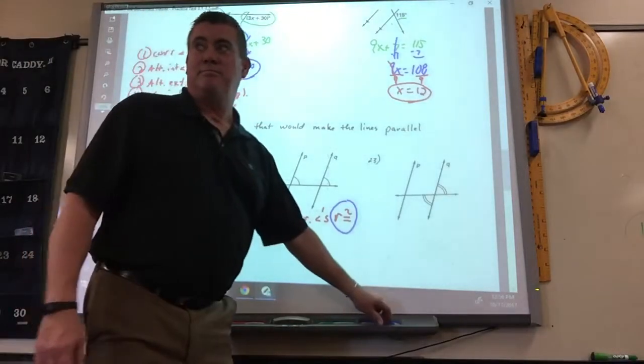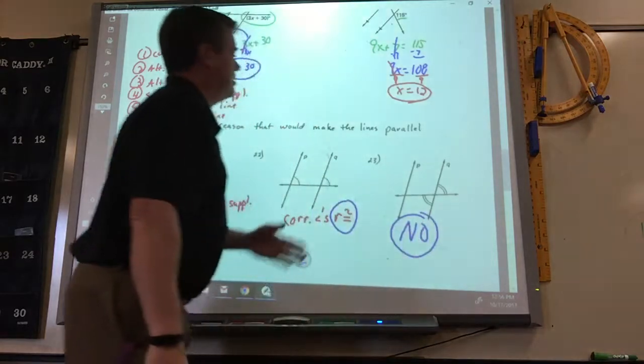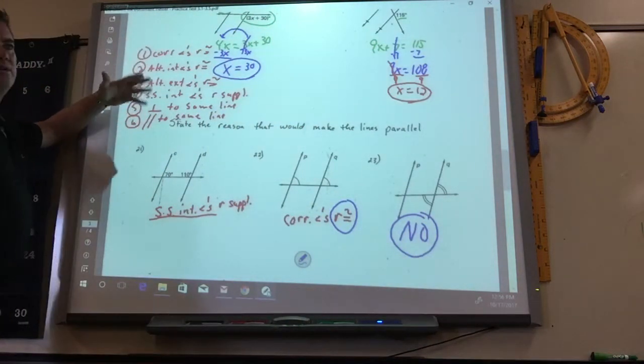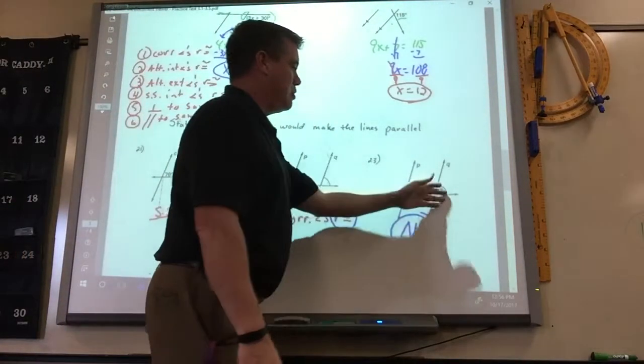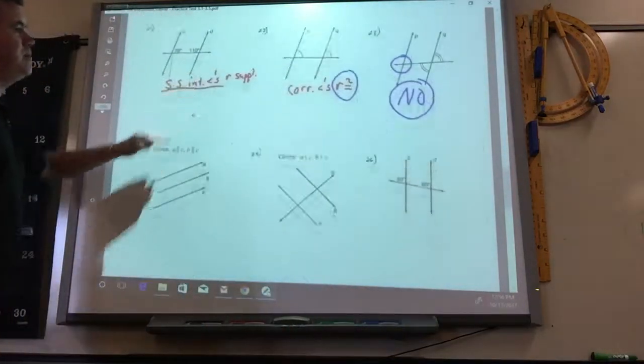Twenty-three is what? Can't solve it because you only know 2? They're not corresponding, alternate interior, alternate exterior, same side interior. It doesn't tell us anything over here. You need to know something on each intersection. So you just put no.